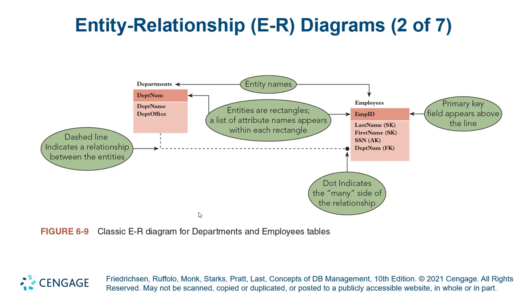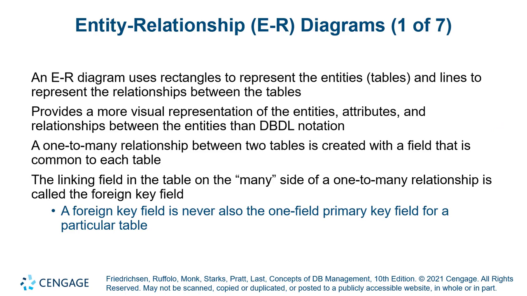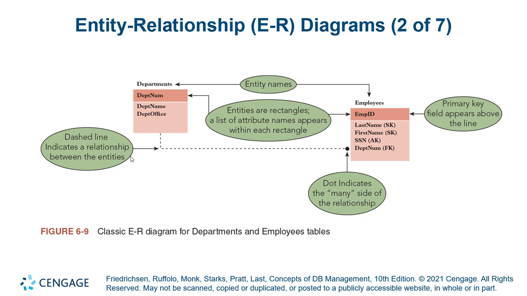So let's take a look at what this actually looks like. Here is an example of an entity relationship, or ER, diagram. And so we have our table, our entity, represented by essentially a box, a rectangle, right? And at the top of that is the table's name, the entity's name.